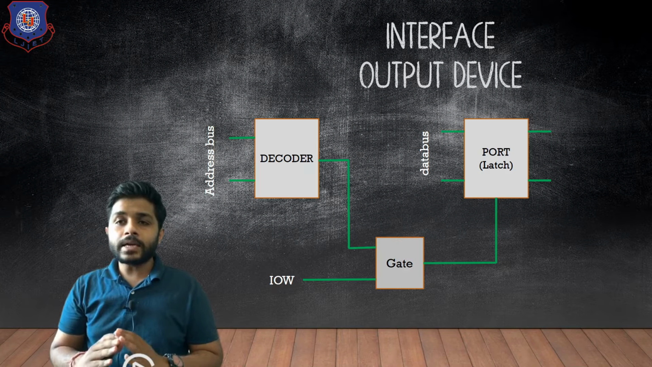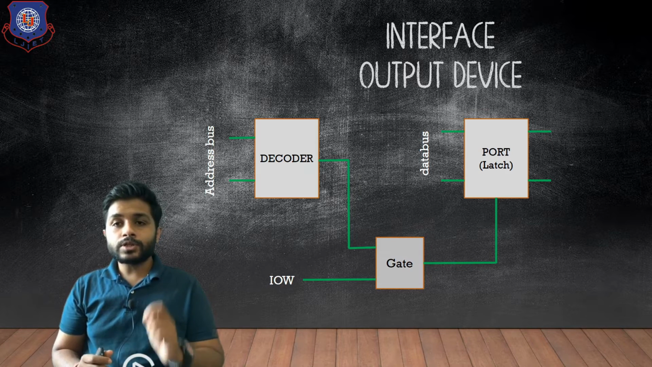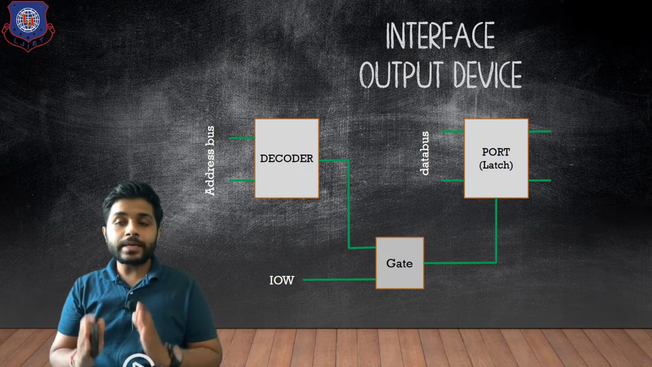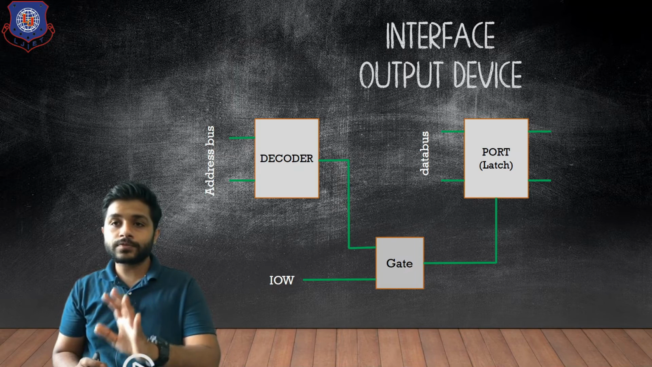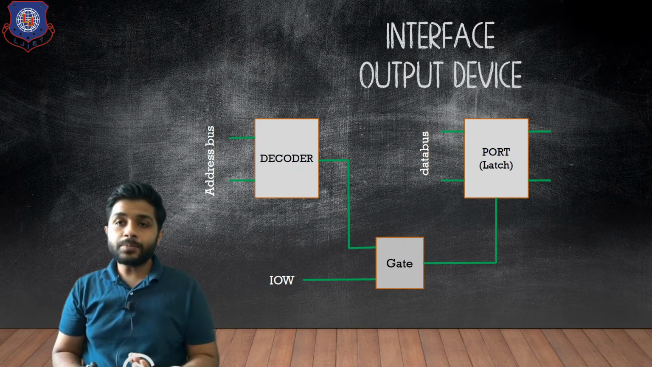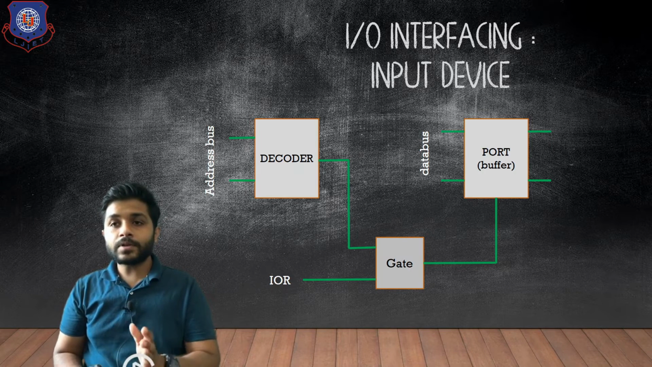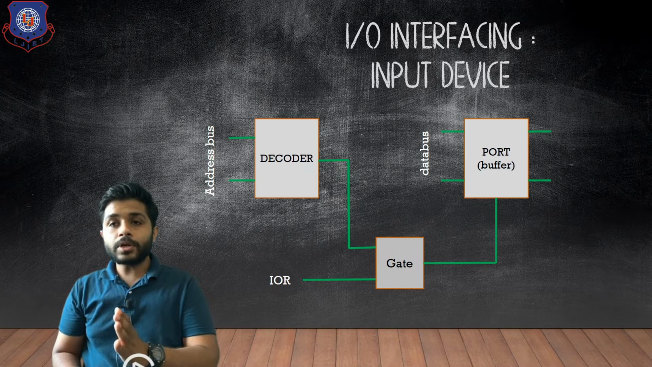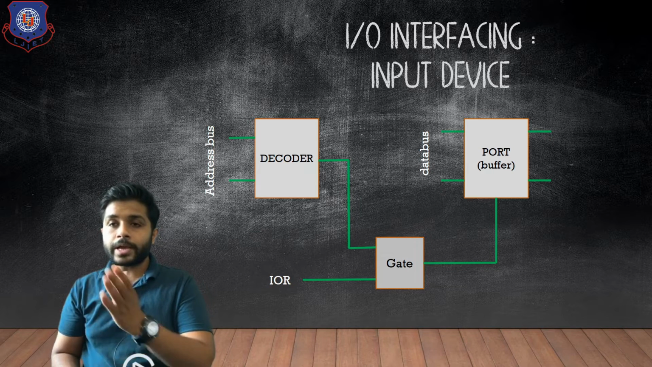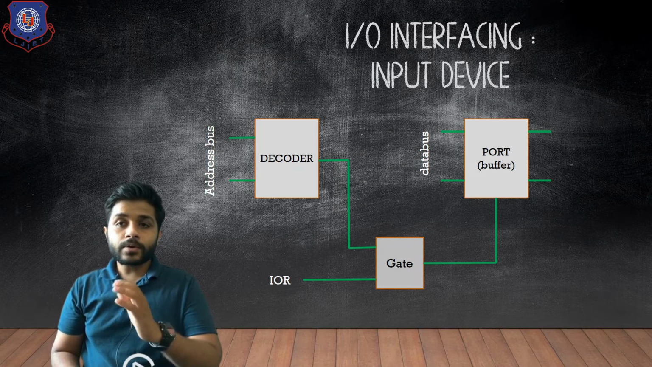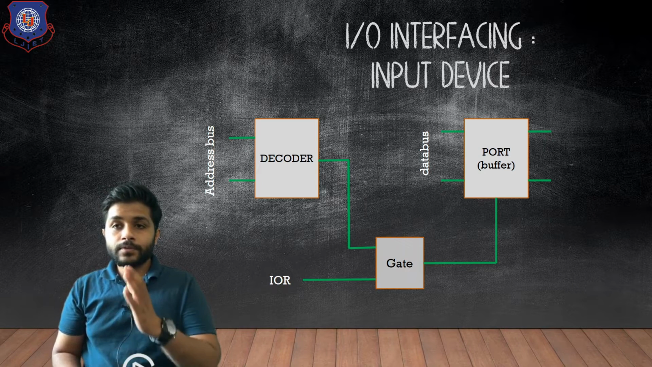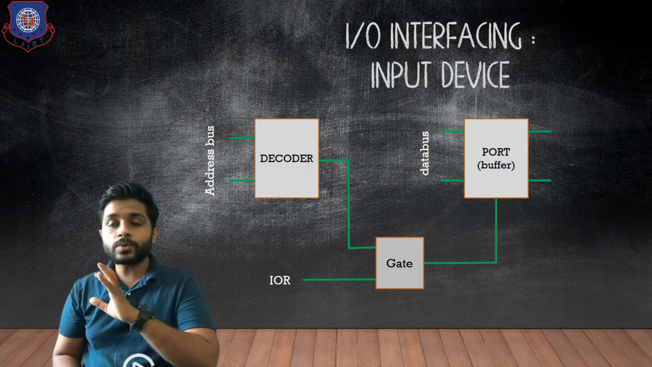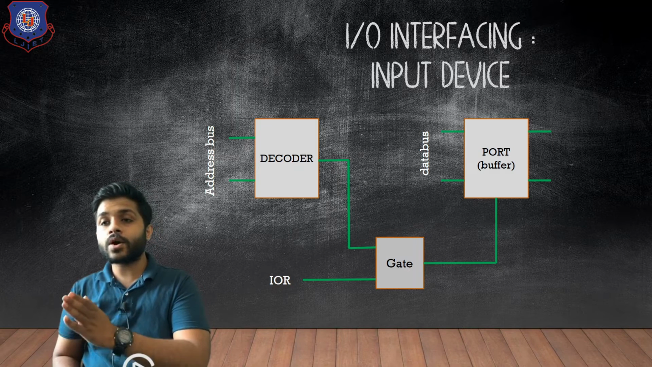For any IO interfacing question, first of all you need to find out whether you are asked to interface an input device or an output device. If you are asked to interface an output device, then you have to draw this figure. If you are asked to interface an input device, then you have to draw this figure. After that, you have to connect the input or output device to the other side of the port. Like you can see in this figure, in the port, on one side the data bus is connected, on the other side nothing is connected. So if you are asked to interface any input device, you have to connect the input device to the other side of the port.